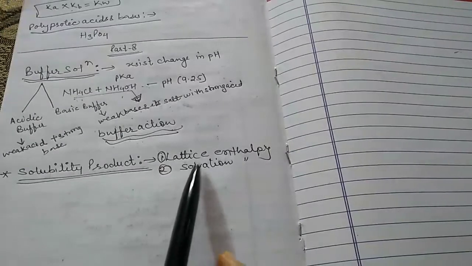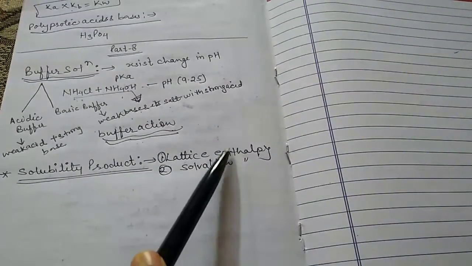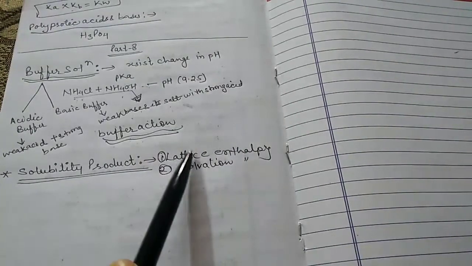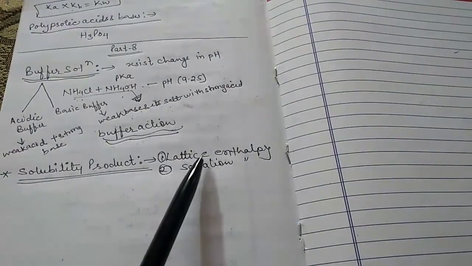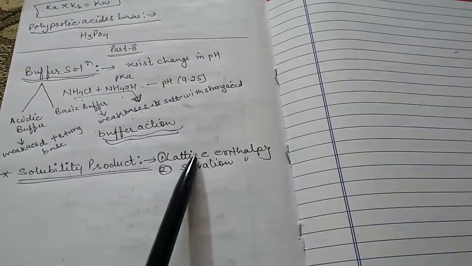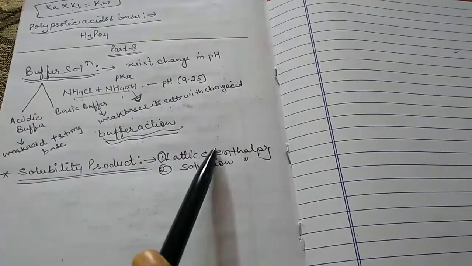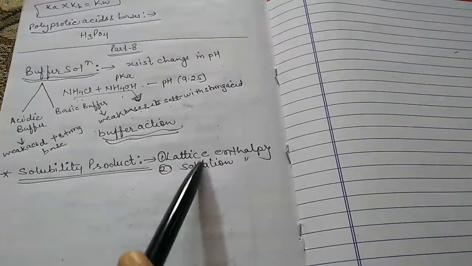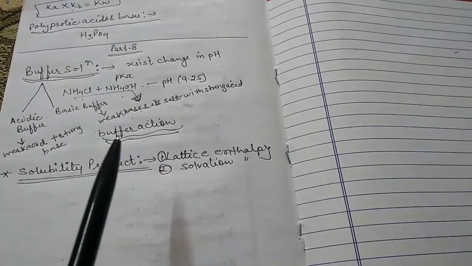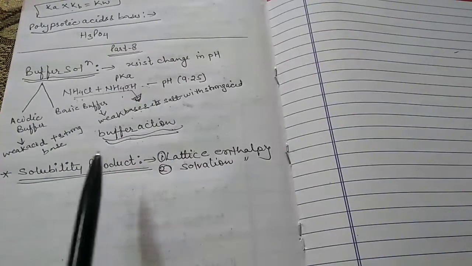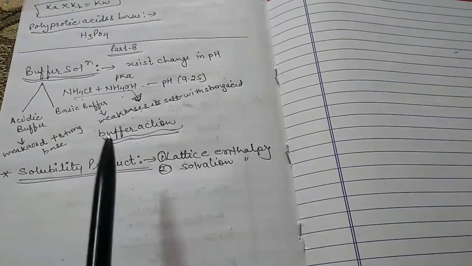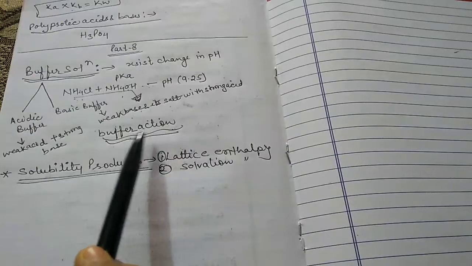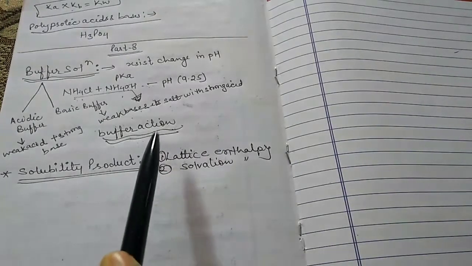So lattice enthalpy is the amount of energy. Enthalpy means energy; the enthalpy term is used for energy. So the lattice enthalpy is the amount of energy required to break 1 mole of solid salt into its ions. So the greater the lattice enthalpy, the more energy is required to break the lattice of the salt.